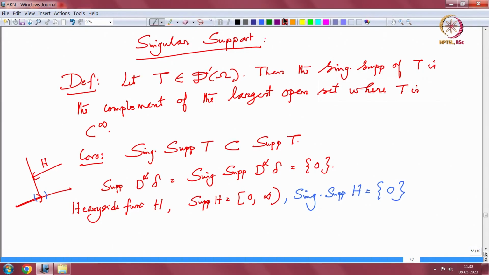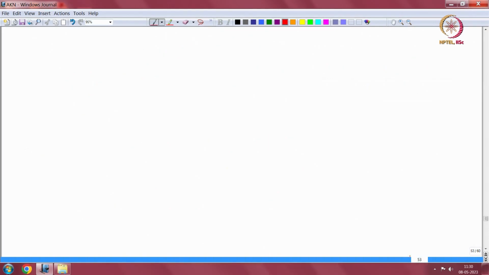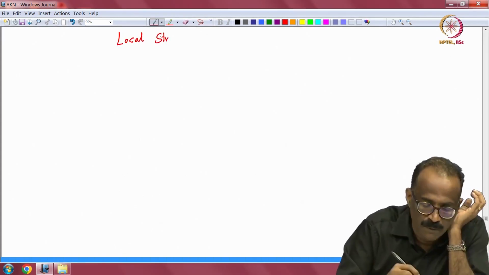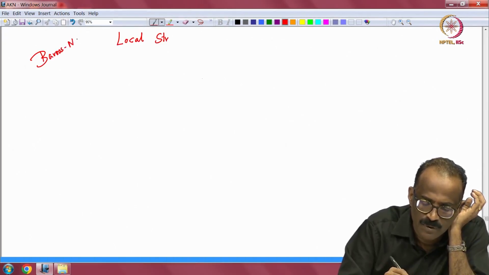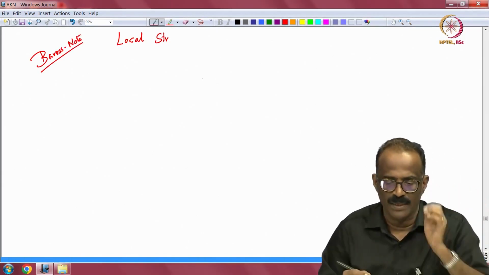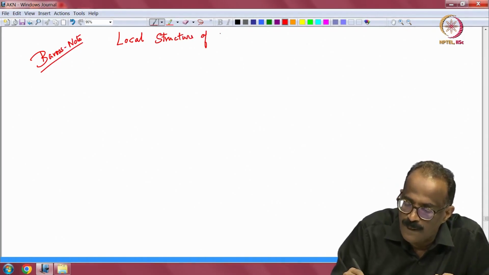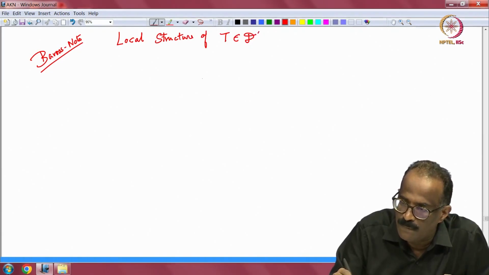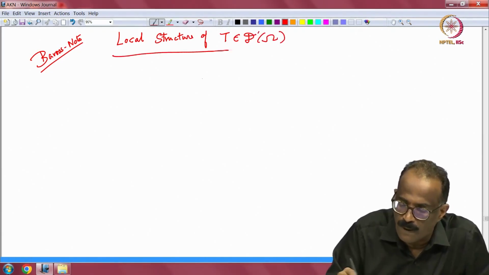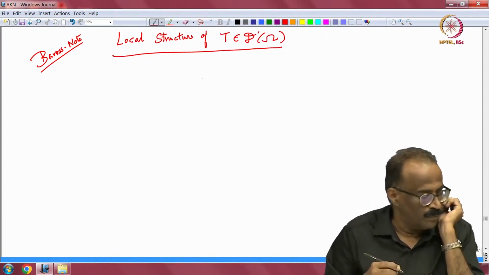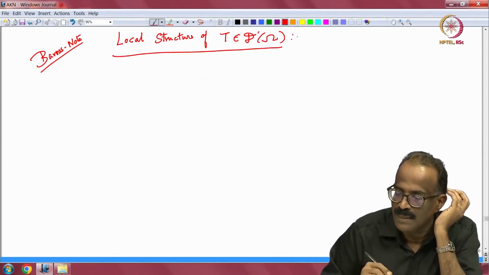So, our main part then, we will make some remarks. I am going to state the local structure. I will not prove it here, I will only state it now. If you want, you can look into books like Barrow's or something like that. Other books, maybe Rudin and other books. Local structure of T. So let me just state the theorem. If you want a proof you can look into the books. It is not very difficult, but it may take some time.